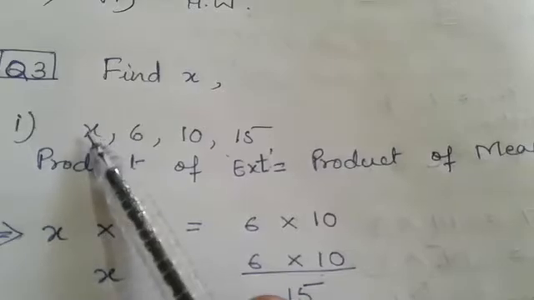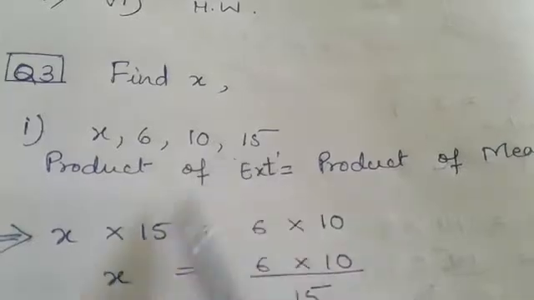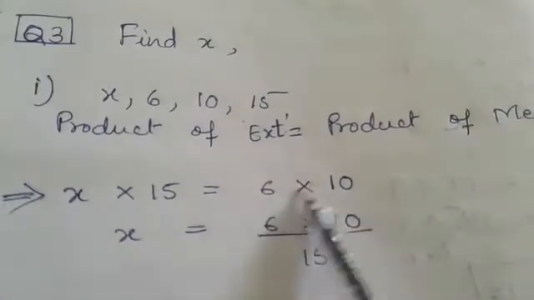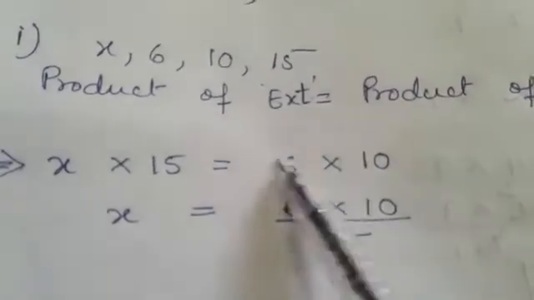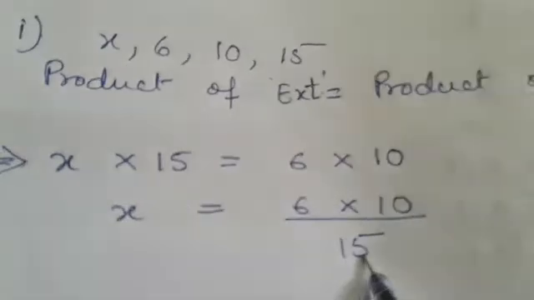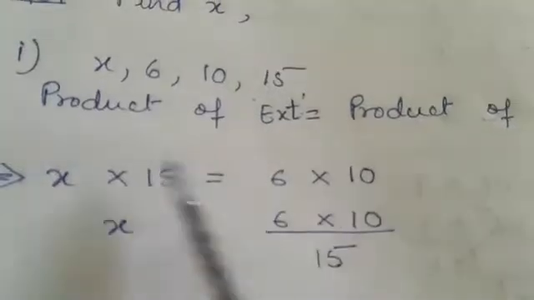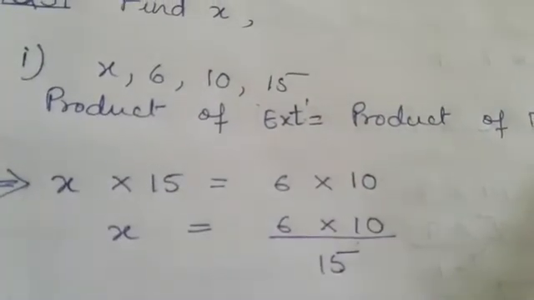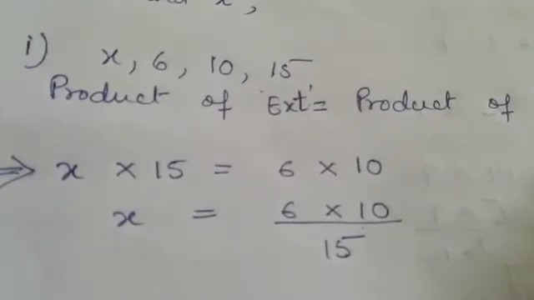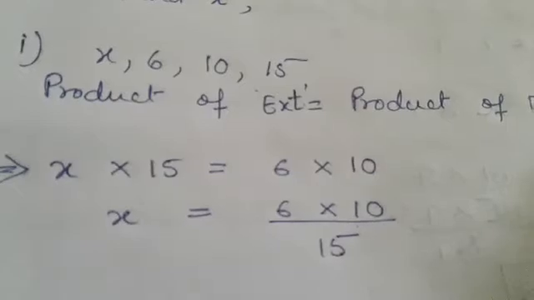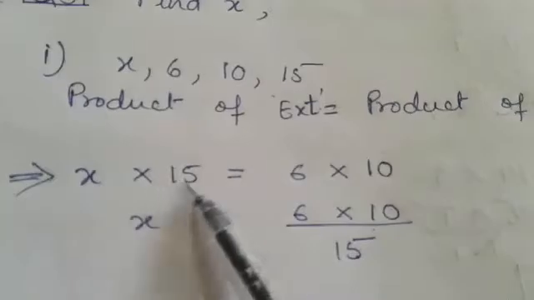So product of extremes. Now in this, product of extremes means product of x and 15. So I have written here product of extremes is equal to product of means, 6 multiplied by 10. So x is equal to 6 multiplied by 10 upon 15. Alright. So once you know product of extremes and product of means, you have to solve it like question number 1 and 2. Only thing is, in question number 2 also you were supposed to find the value of x. In question number 3 also you have to find the value of x. Only thing is you have to arrange it in this way.